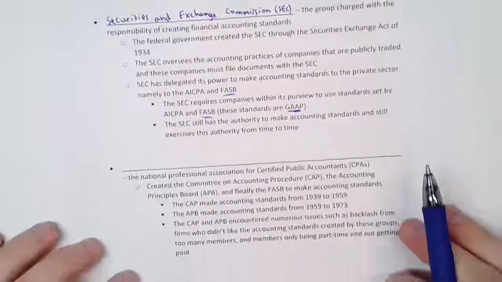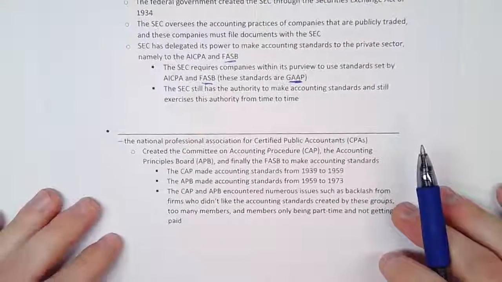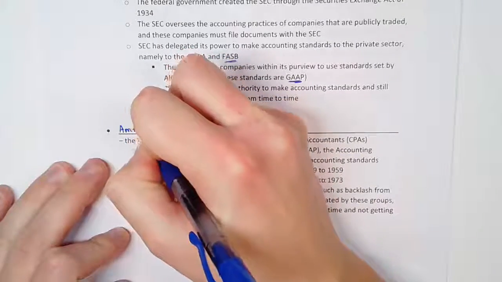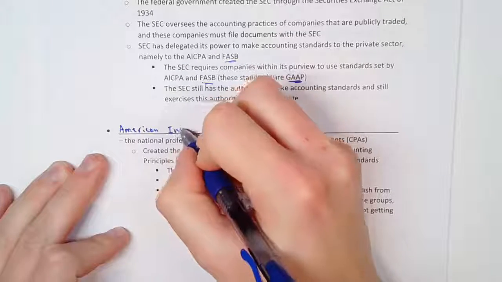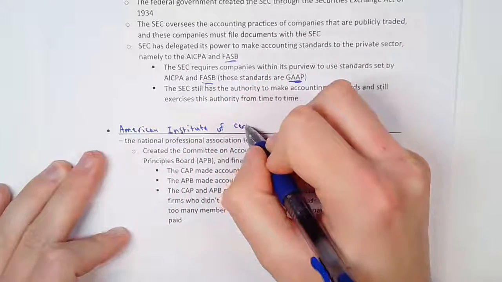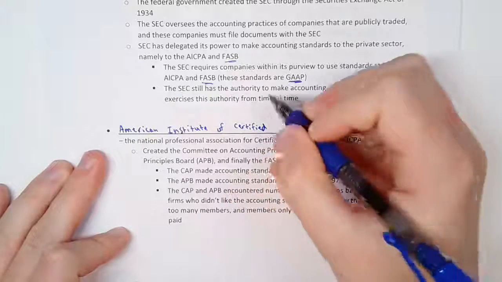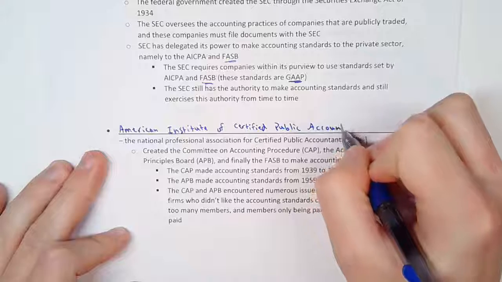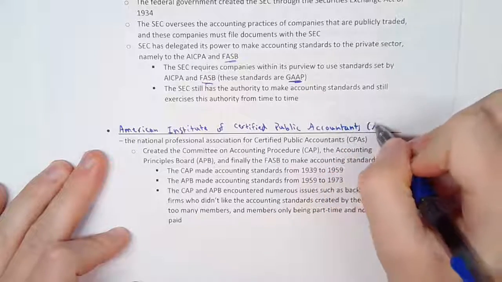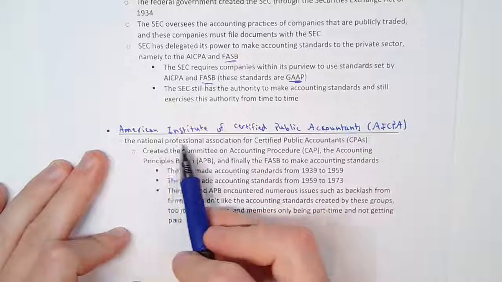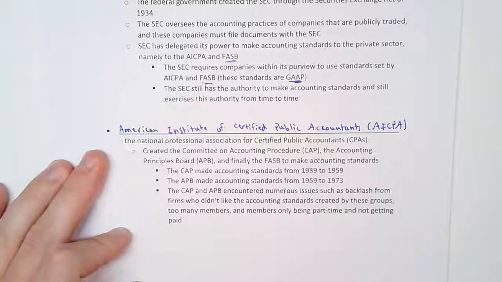Okay, that's everything for the SEC. Now we'll move on to the AICPA. So we have the American Institute of Certified Public Accountants, the AICPA. And basically this is just the National Professional Association for Certified Public Accountants.